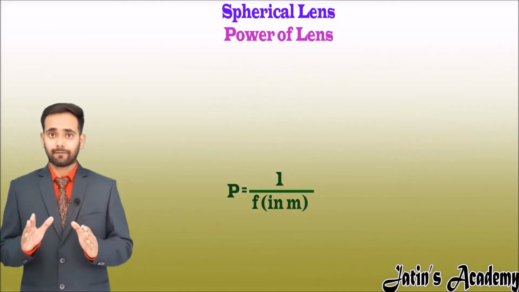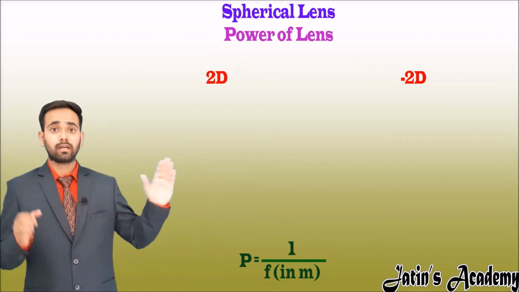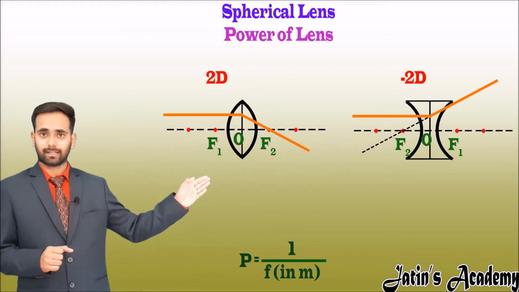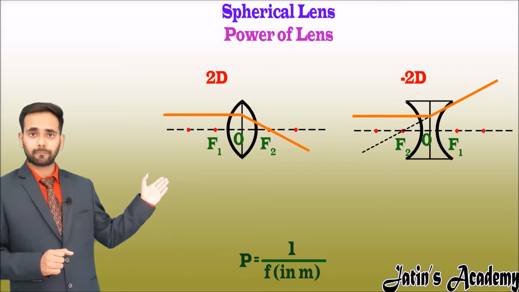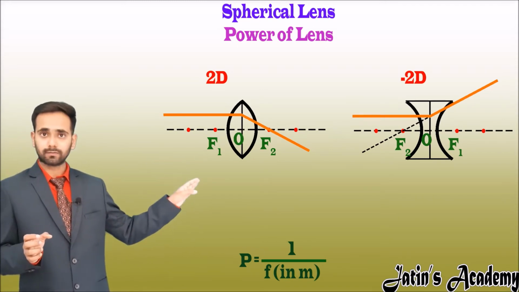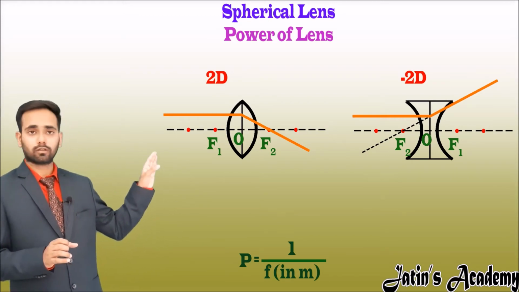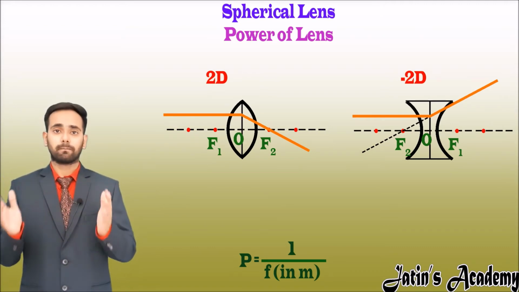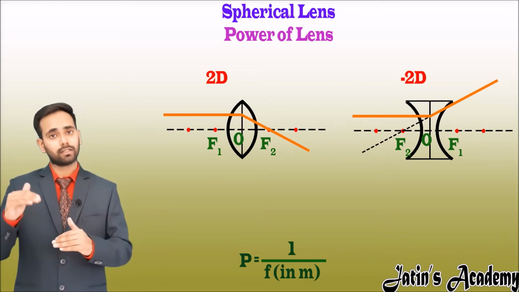One term is still left. What is the meaning of minus 2 diopter and plus 2 diopter? Here, first of all, draw the diagrams of a convex lens and a concave lens. In a convex lens, you will observe that the focus F2 is on the right side. It means the focus is on the positive side if we consider the optical center as the origin. So F2 is on the positive side. The focal length of the convex lens is positive. So the people who use a convex lens to clear their vision have a positive power.